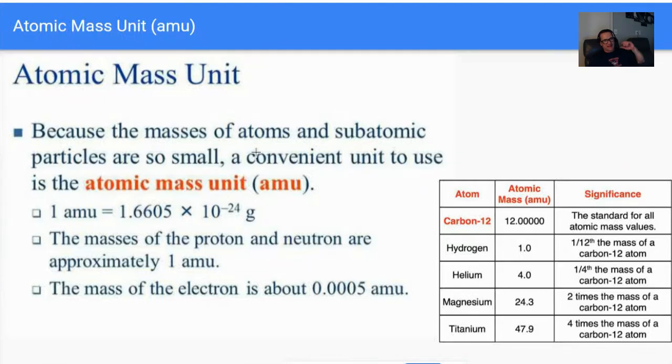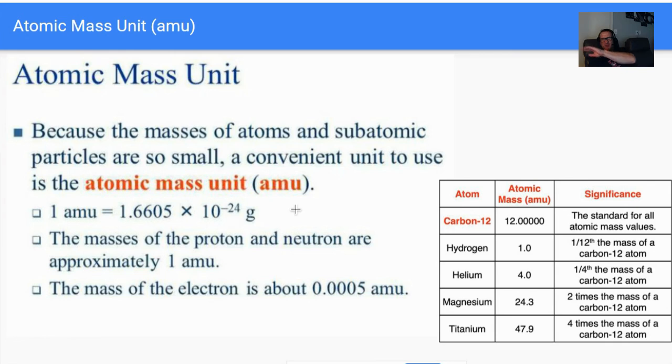Okay, atomic mass unit, real quick. You can't use things like pounds or even grams to describe the mass of an atom because atoms are so tiny. A pound is too big of a unit. Because if you used grams, the mass of a proton or a neutron would be 0.00023 zeros and then 16605. So that's just too small.